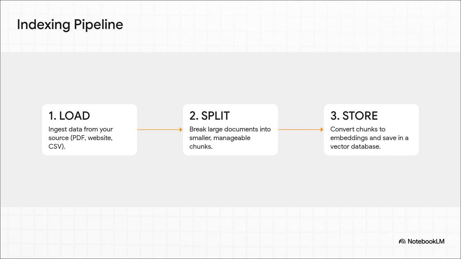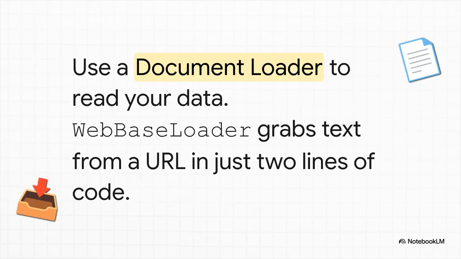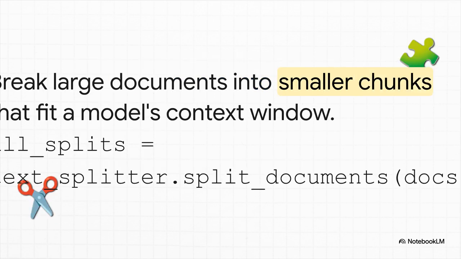Let's look at what that actually looks like in code. Step 1, load. And seriously, frameworks like LangChain make this part almost too easy. They have these things called document loaders for pretty much anything you can think of. In this example, we're using the web-based loader. You just give it a URL, call .load, and bam, the entire text of that web page is loaded up and ready to go.